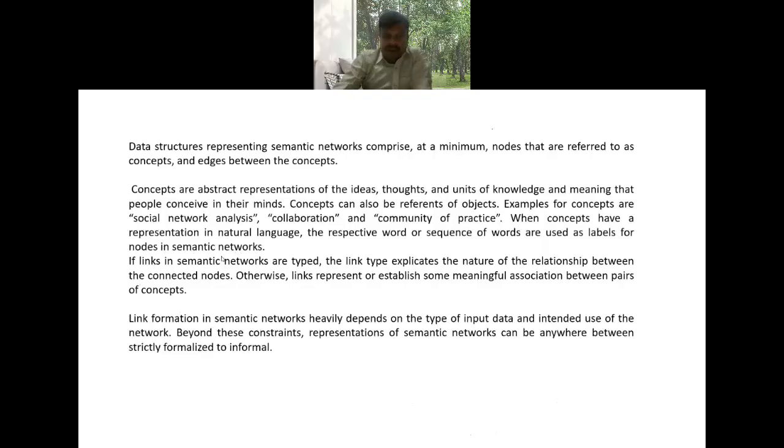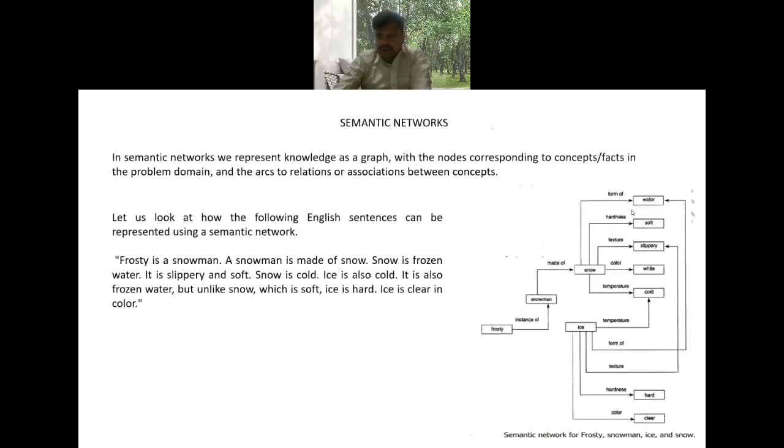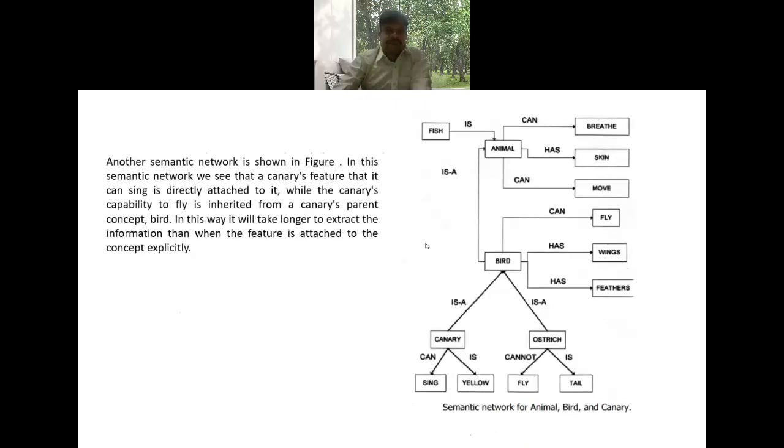What about the links? If the links in the semantic networks are typed, the link type explicates the nature of the relationship between the connected nodes. Otherwise, the links can represent or establish some meaningful association between the pair of concepts. For example, in this one, snow and water. So snow is a form of water. There is some meaningful relation between these two.